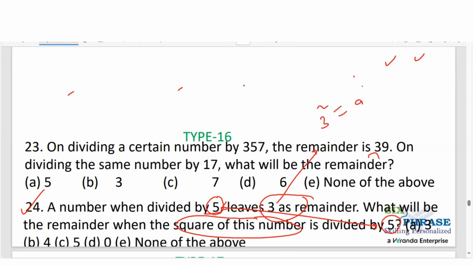The given remainder squared is 9. Now divide this number by the new divisor 5. 5 ones are 5, 4 remainder. So our answer will be 4. For any question of this type, suppose it is given the cube of this number, just find the cube of the remainder and then divide by the second divisor. Suppose it is given twice of this number, then just multiply the given remainder by 2 and then divide by the new divisor. You will get your correct answer.